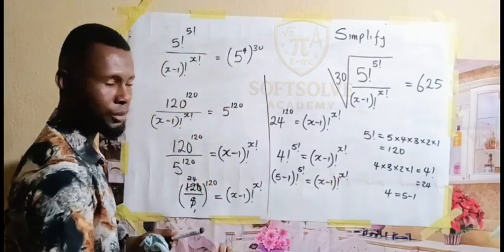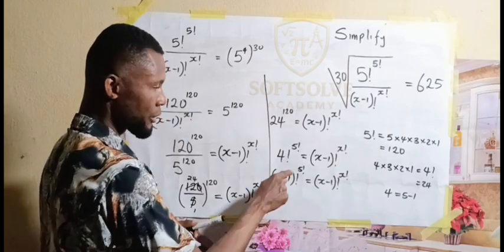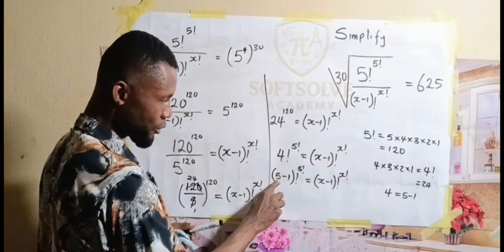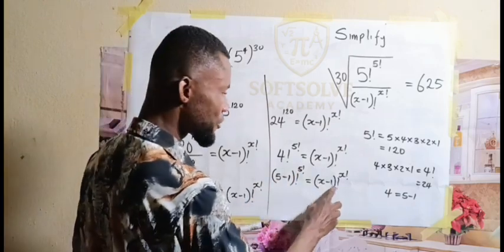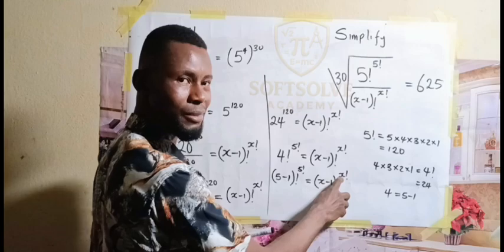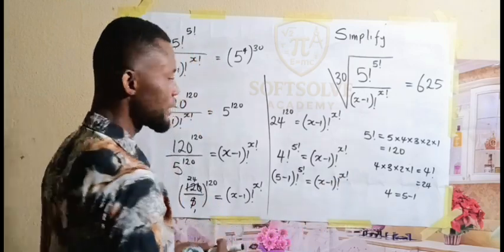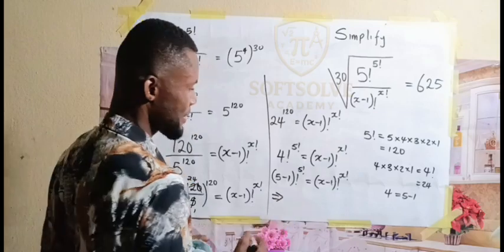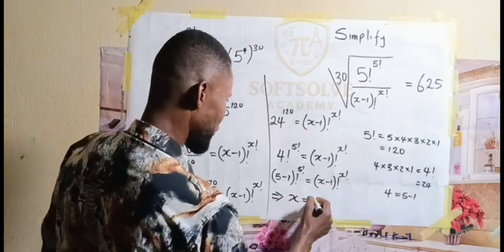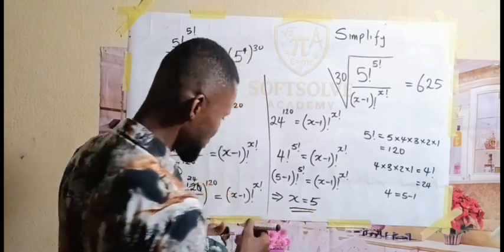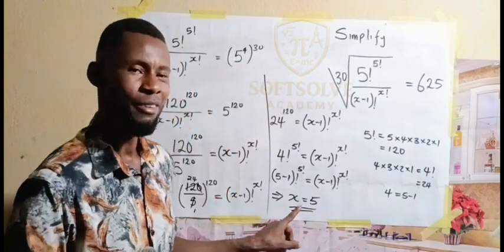Now, check this out. We have 5 minus 1 factorial raised to the power of 5 factorial, and x minus 1 factorial raised to the power of x factorial. The value here and the value here are the same, x here and x here, the same. So this implies that the x value is equal to 5. Ladies and gentlemen, this bulkiness has been reduced to 5.